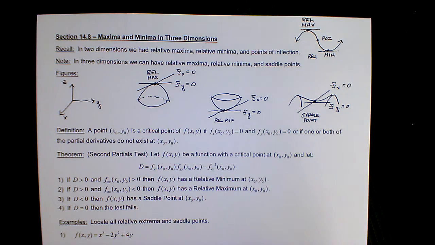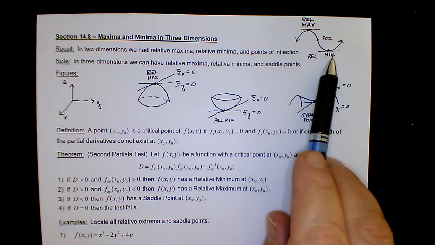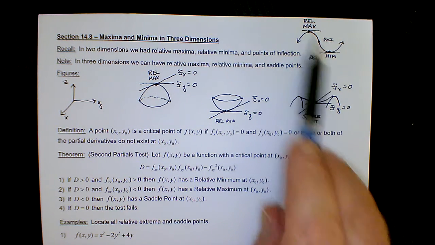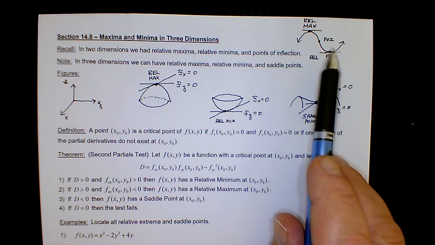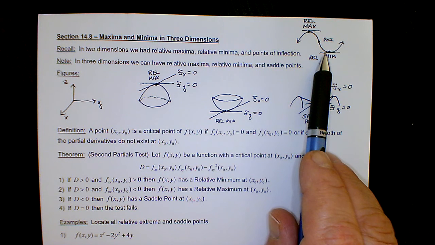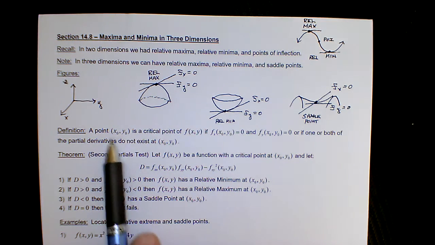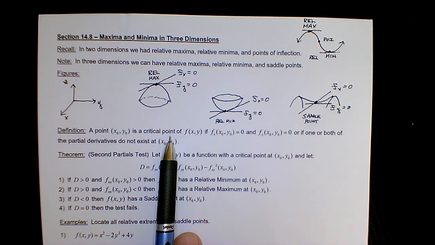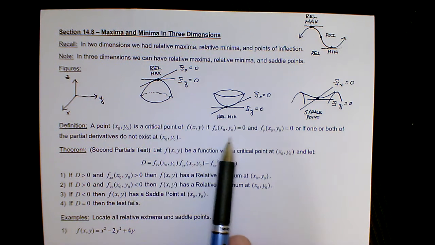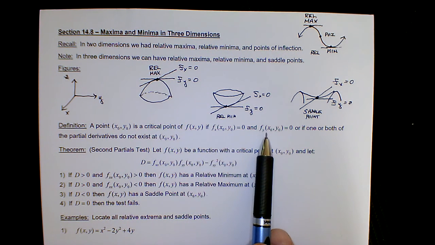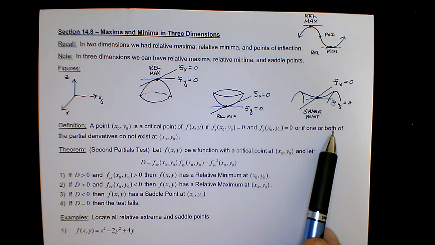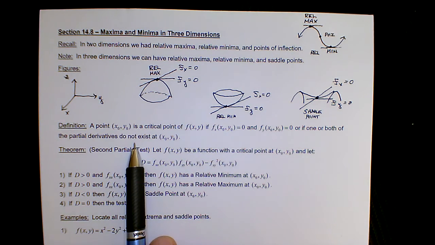That leads us to, and you might recall back in Calculus 1, to find possible max, mins or points of inflection, we just took the first derivative and set it equal to 0. But now we're going to define critical points, where the partial with respect to x is 0 and the partial with respect to y is 0, or one or both of the partials do not exist at that point.